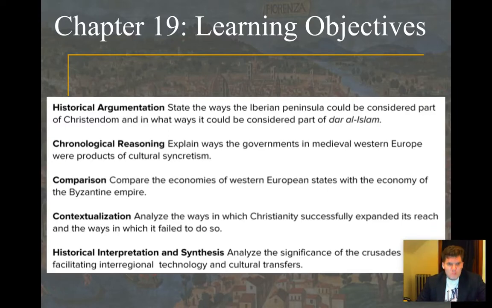Also see, in terms of chronological reasoning, how governments in medieval Western Europe were a result of cultural syncretism, where we see two different cultures blend together, especially when you see Roman styles of administration butt up against Christian styles of administration, and also these Northern European, barbaric, at least that's how the Romans saw them, styles of cultural elements as well. We'll also compare the economies of Western Europe with that of Byzantium, very similar to what we saw earlier. How the Christian church was able to reach throughout Europe and kind of conquer Europe in a sense.